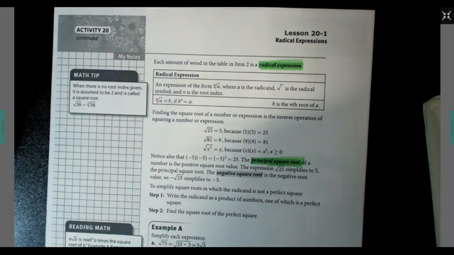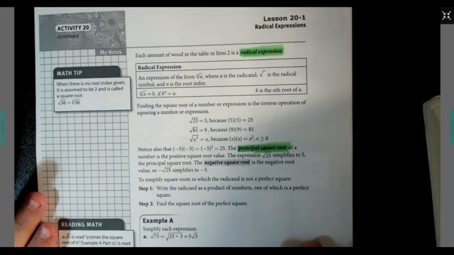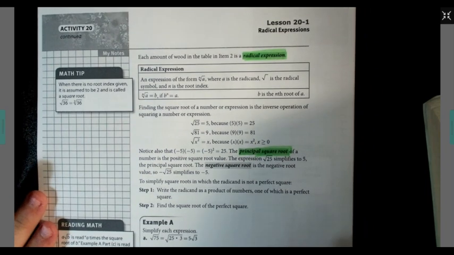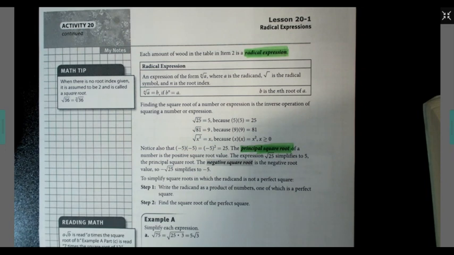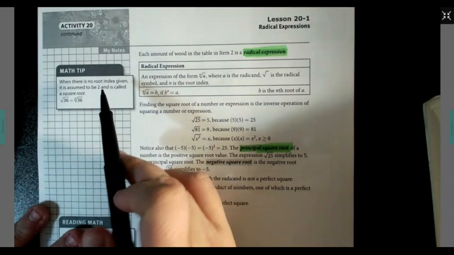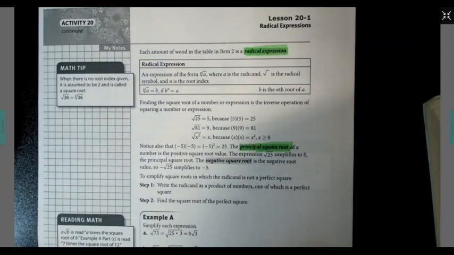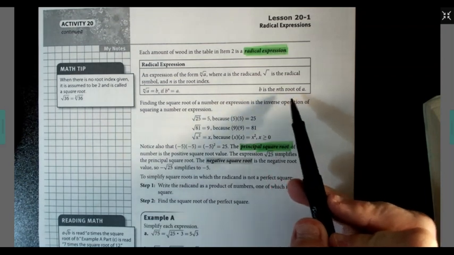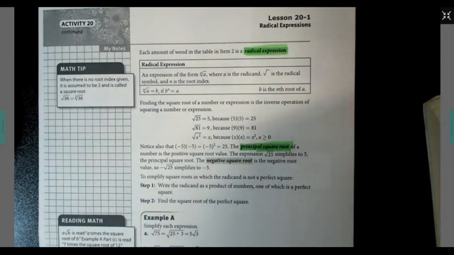Each amount of wood in the table in item 2 is a radical expression. A radical expression is of the form the nth root of a, where a is the radicand, the square root symbol is the radical symbol, and n is the root index. When there is no root index given, it is assumed to be a 2 and is called a square root. But this is technically read as b is the nth root of a. Finding the square root of a number or expression is the inverse operation of squaring a number or expression.